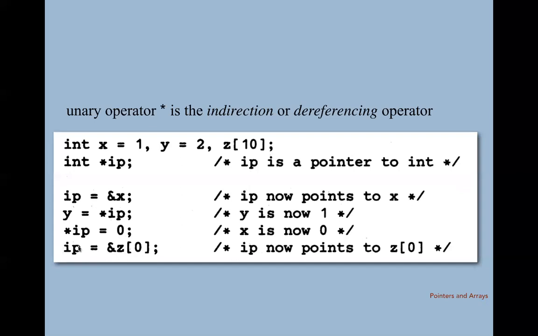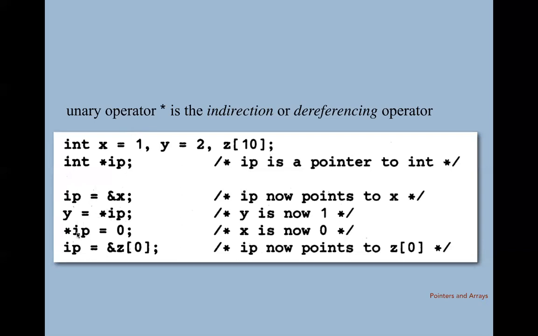Okay, so what do we understand here? Ampersand is nothing but the address of operator. Asterisk is nothing but the indirection operator or dereferencing operator, or it can also be called the value at operator. So IP is holding the address of X, or IP is pointing to X. Now, whatever value is present in the address of X is going to be assigned to Y, that is 1. Y becomes 1. Now your X, because star IP is nothing but X, right?